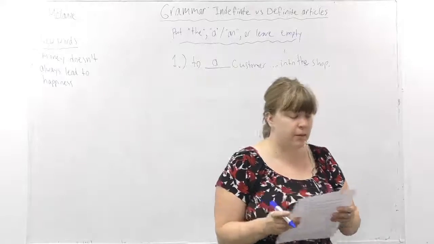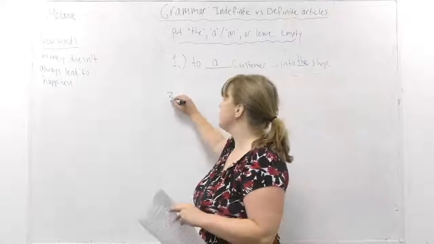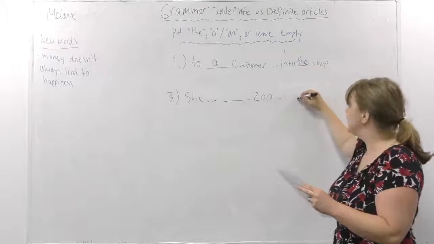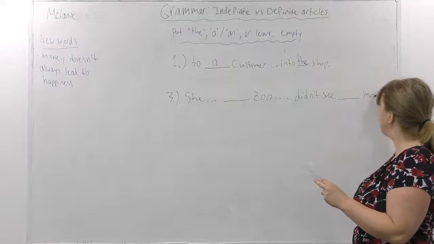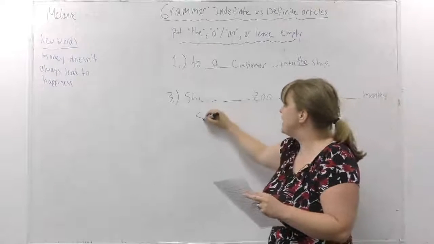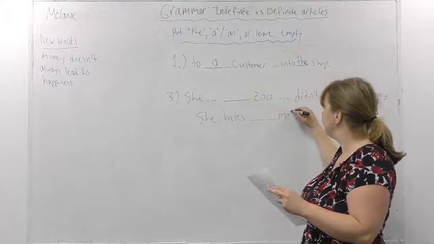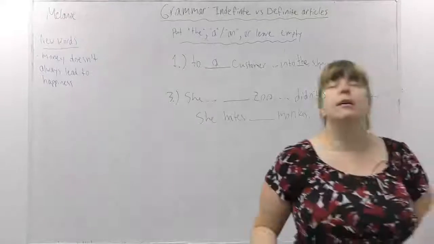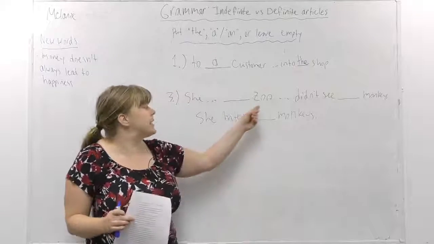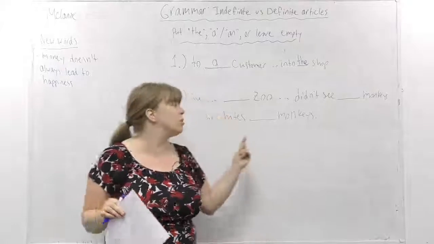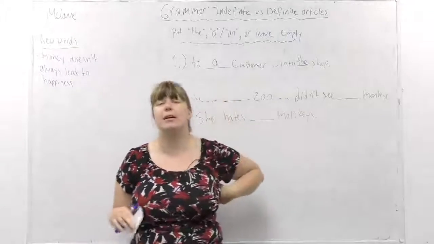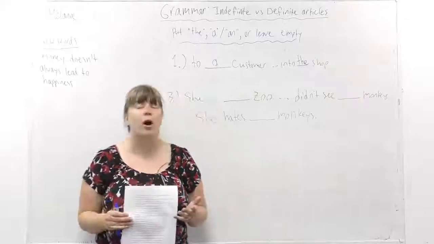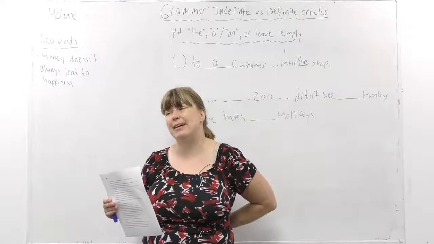All right. Let's do number three. Okay. I think number three is a good one. She went to blank zoo, but she didn't see blank monkeys there. She hates blank monkeys. Okay, this could be a bit of a tricky one. Now, so we're in a city and we're going to a facility. One facility that everyone in the city knows about. So what article do you think we're going to say here? She went to the zoo. So remember, when we're in a city and we talk about facilities, what articles do we usually use? So type in your answers now.